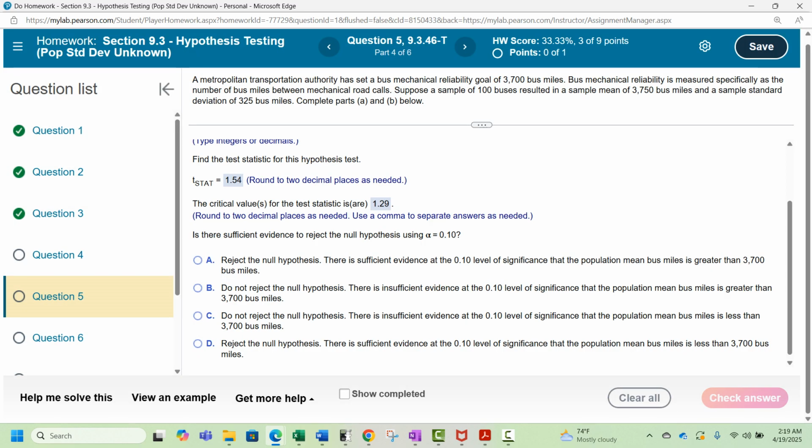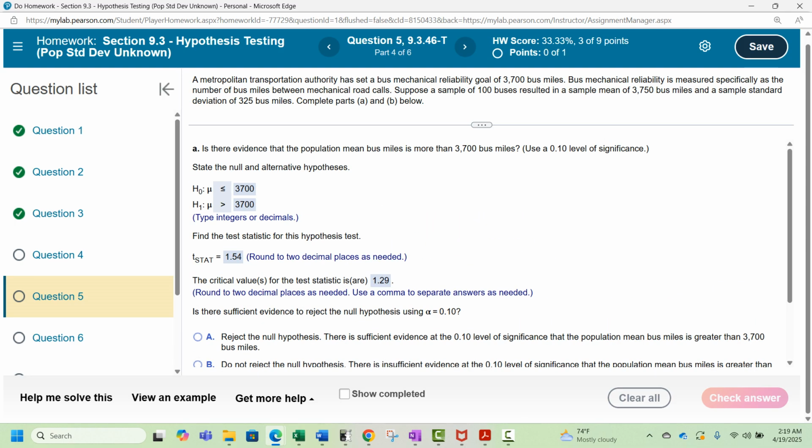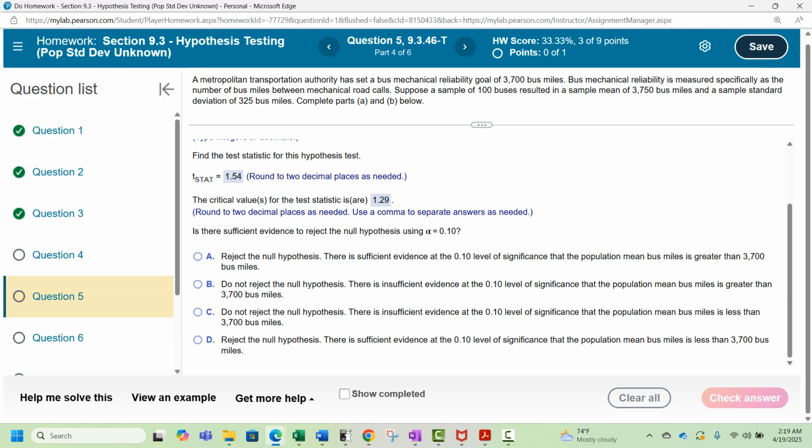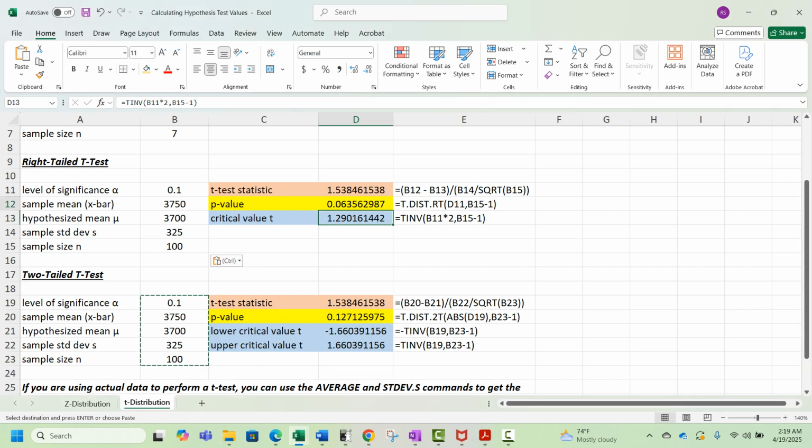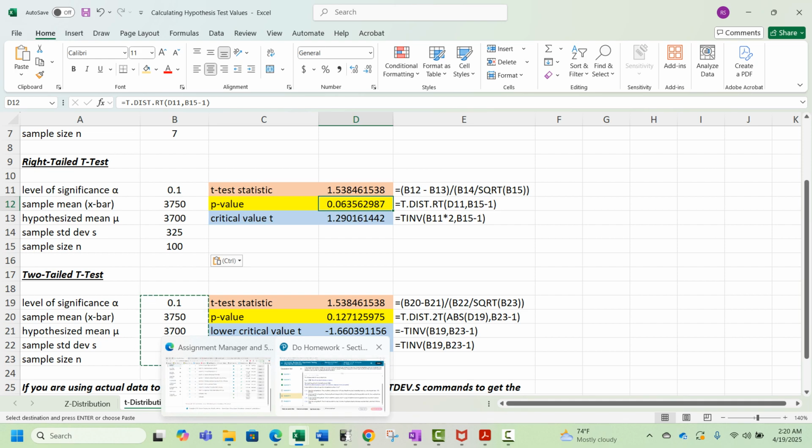So the test statistic 1.54 is greater than the value 1.29. We can also double check that with the p-value. So there's the p-value up there. 0.06 is less than 0.10. Be careful. It's not less than 0.01, but it is less than 0.10. So you would reject. So we're going to reject on this one.